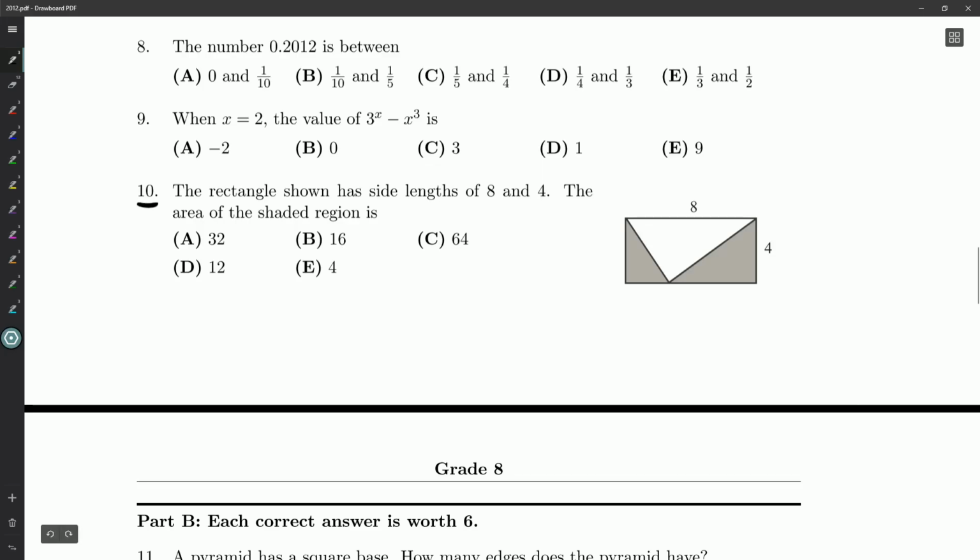In this video we're looking at question 10 on our 2012 grade 8 Gauss paper. The rectangle shown has side lengths 8 and 4. The area of the shaded region is... So the shaded region here looks like two triangles. This one over here and this one over here. And both of these triangles you can see are going to have a height of 4. But I have no idea what the bases are because I don't know where exactly this dot is.